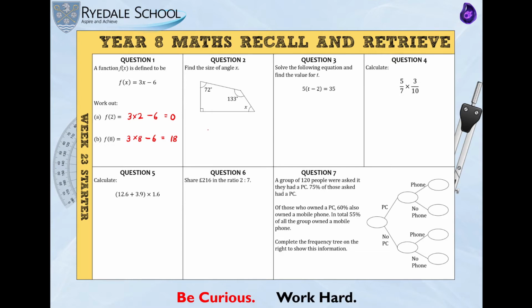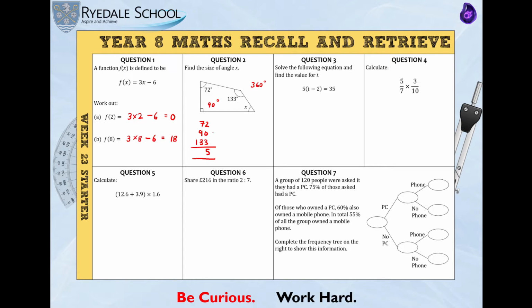Question 2, it says find the size of angle x. Well, the shape that we have is a quadrilateral, and quadrilaterals add up to 360 degrees. The little square symbol is a right angle. So the first thing that I'm going to do is add up the angles that I've been given and see what they come to.